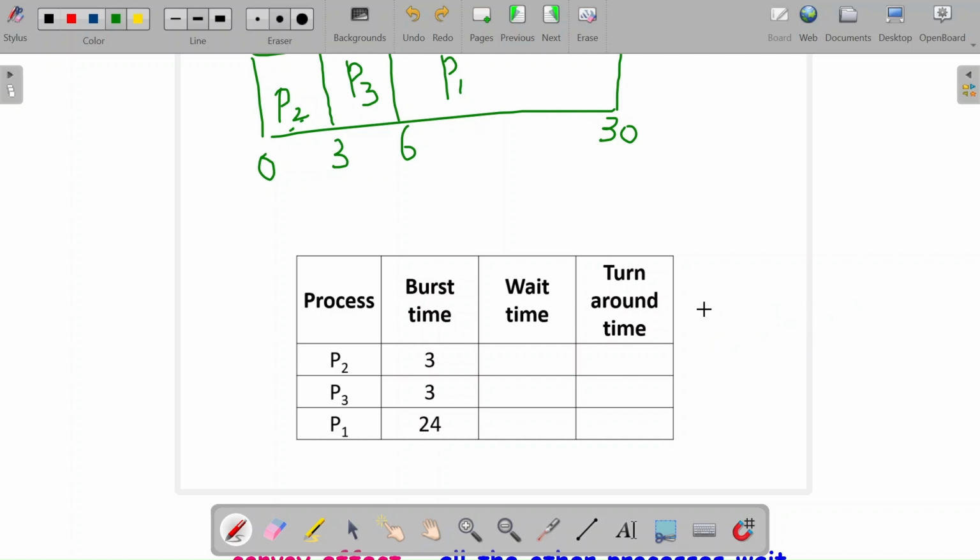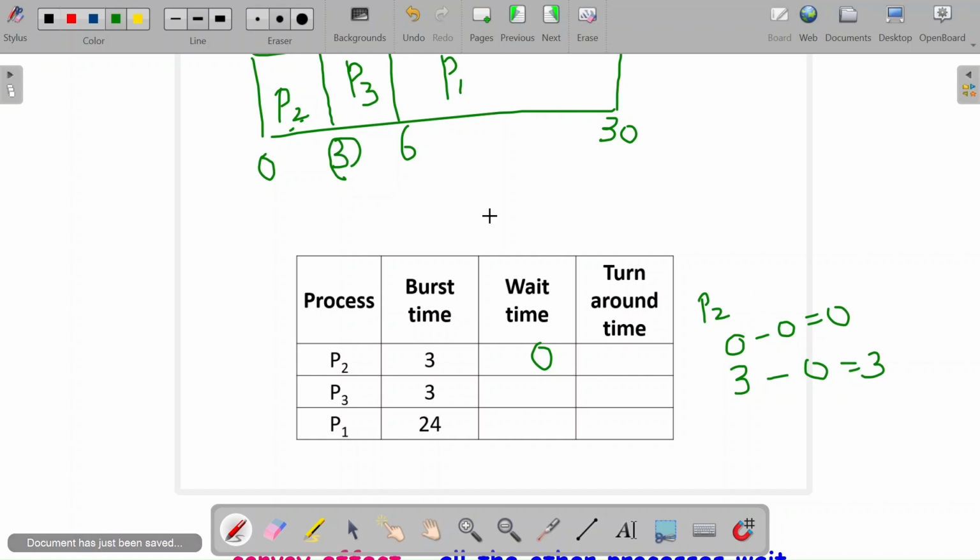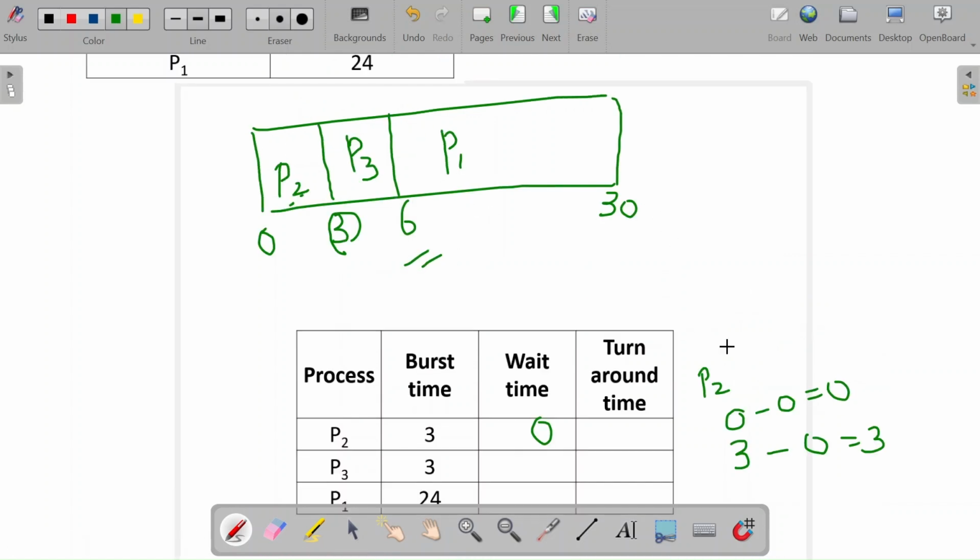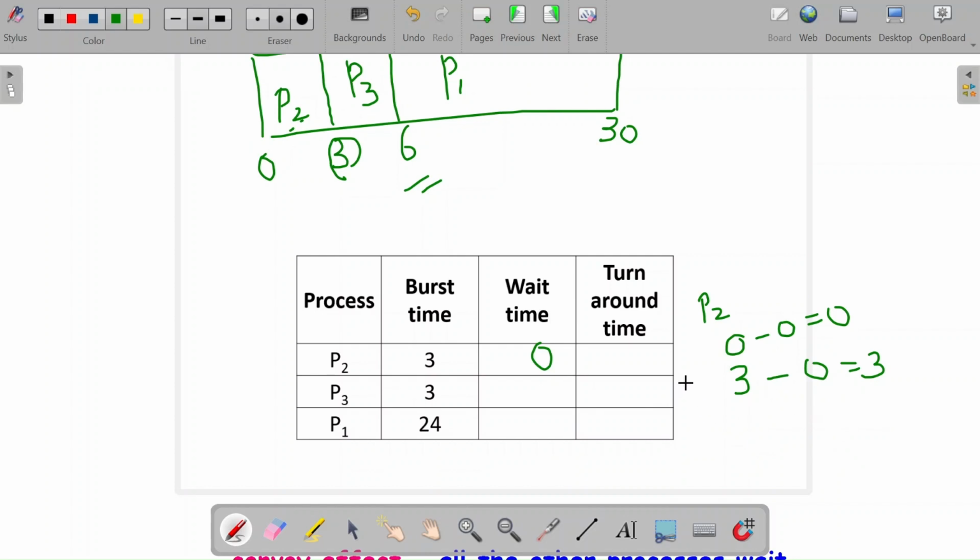For P2, wait time is start time minus arrival time. P2 starts at 0 and it arrives at 0, so the waiting time is 0. For P3, it starts execution at 3 and it arrives at 0, so it is 3. For P1, it starts at 6 and it arrives at 0. It is 6.